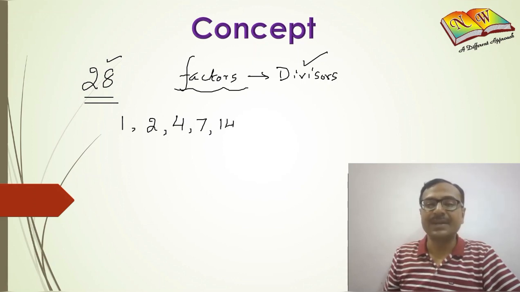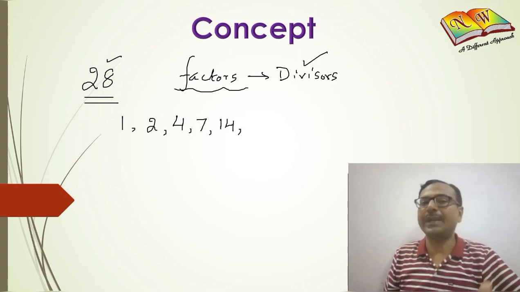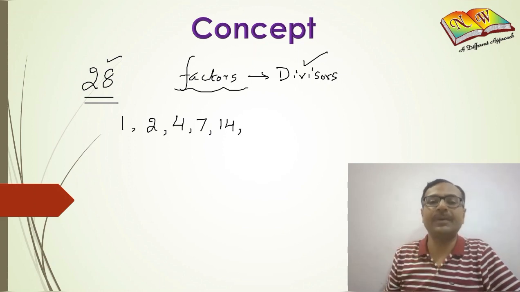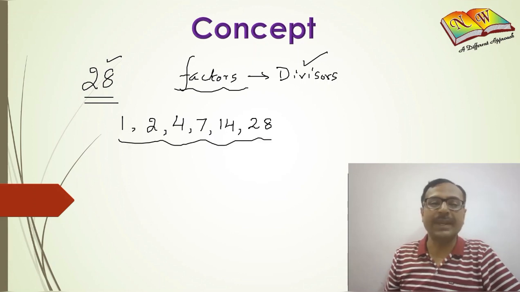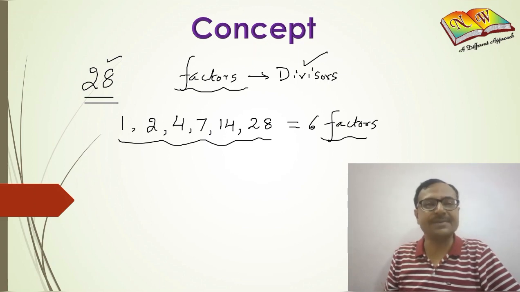14 divides 28, and 14 is half of 28. After half of the number, you will have the number itself. So now 28 will divide 28. So how many divisors does 28 have? It has 6 divisors or 6 factors. These are called factors of a number, the divisors.